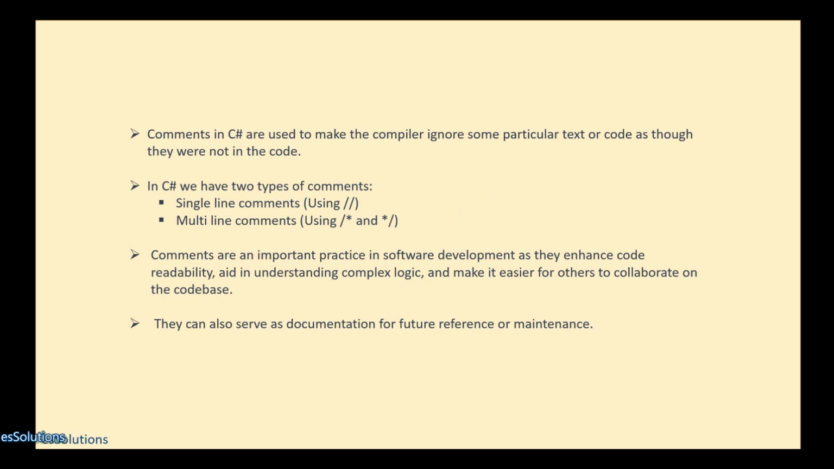So, comments in C# are used to make the compiler ignore some particular text or code as though they were not in the code base. And in C#, we have two ways of making comments. We have the single line comment and we have the multi-line comment. As the name implies, a single line comment just makes a comment on one line, while the multi-line comment makes a comment across multiple lines. So let's just look at how it looks.